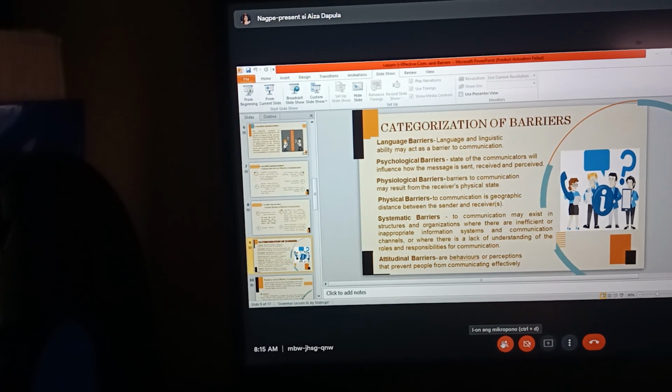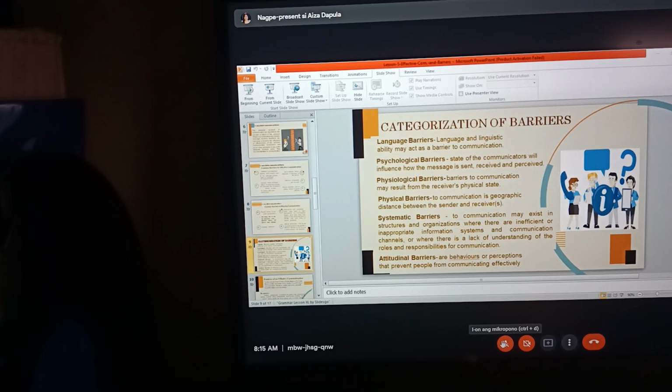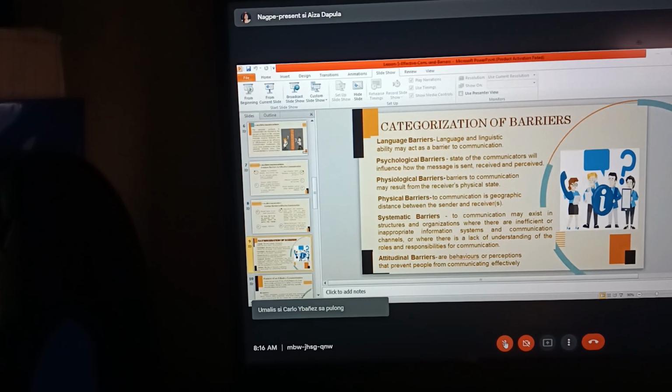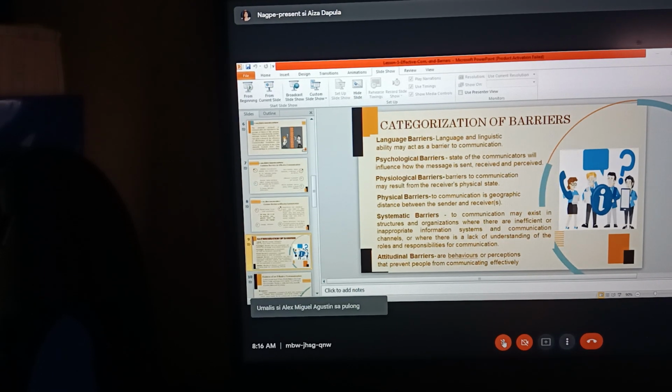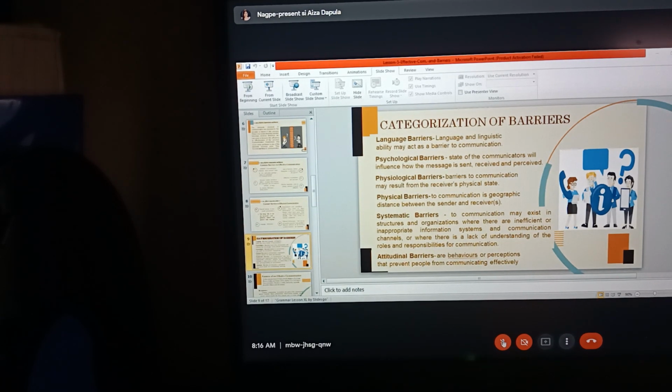So next, the physiological barrier. So does anyone know what physiological or physiology is? Yes, a physical state. Physiological is those of the functions of living organisms and their parts. The physical disabilities are included in this category. So if a physical disability occurs in the message, miscommunication will occur as well.